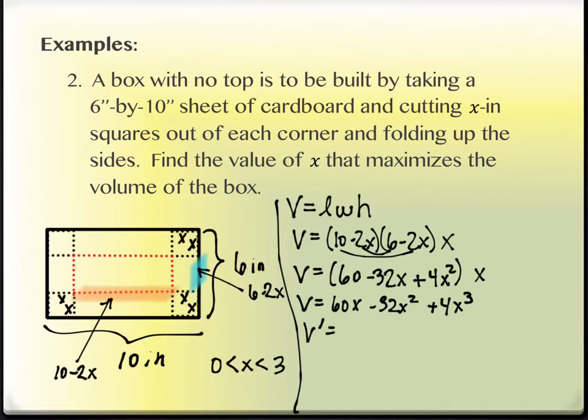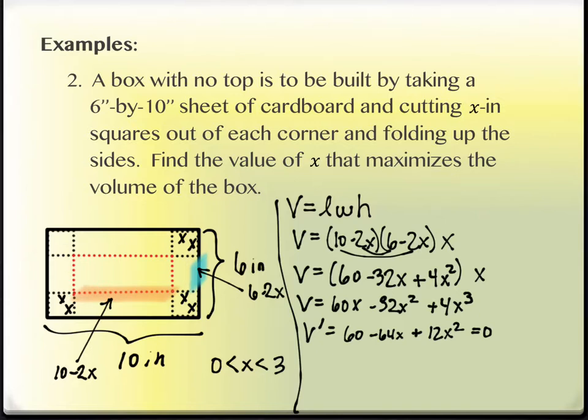So what is the derivative of 60x? 60. Derivative of negative 32x squared. And then the derivative of 4x cubed. Everybody good?